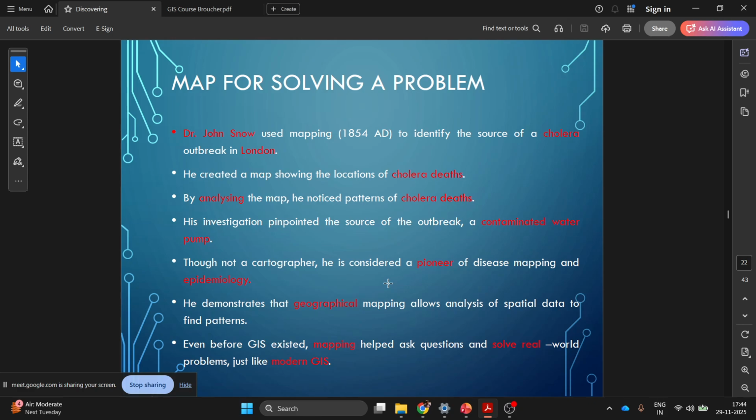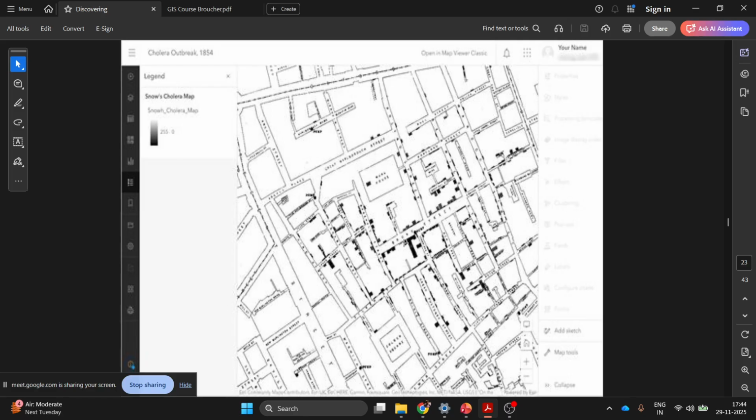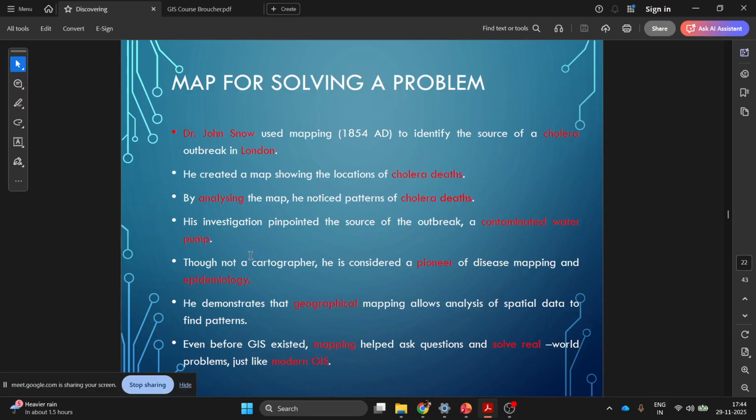Using this map, he found that there is a contaminated pump located in this nearby location. Here you can see the cholera deaths are lower in these areas, but they are too many in this area. A lot of deaths happened here. So he concluded that there must be a contaminated well in this particular area, which is the reason for the cholera deaths. This investigation pinpointed the source of the outbreak, a contaminated water pump in that particular society.